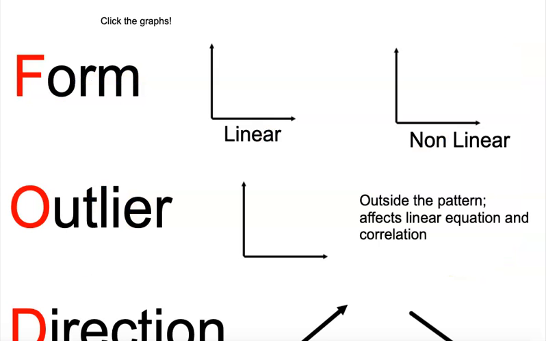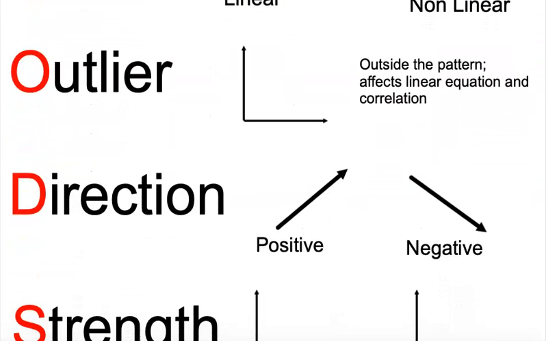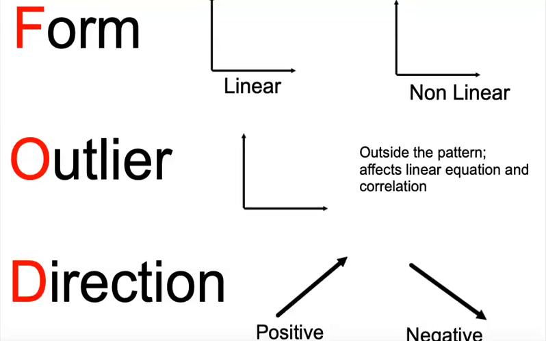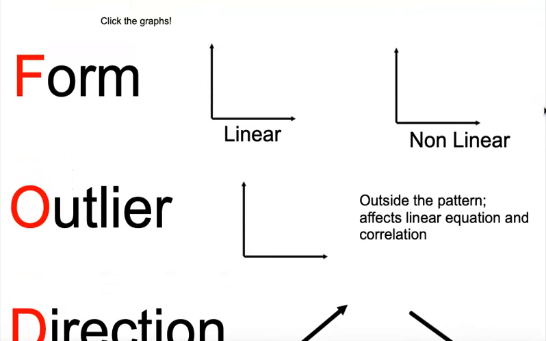If we go to this page, FODS stands for form, outlier, direction, and strength. For form, we are going to have linear, which basically means it kind of looks like it's in a line, or nonlinear, which basically means you're going to see some kind of a curve or it's kind of spaced out. So we're going to have linear and nonlinear.